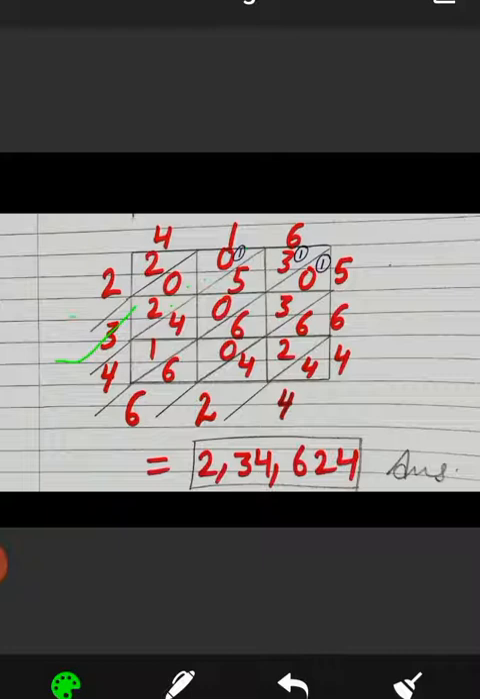Next is 2 alone. So 2 right here. Now you will start writing from the left side. So write 2, 3, 4, 6, 2, 4. Place commas according to the Indian place value system. So that is 2,34,624. So its multiplication is 2,34,624. So this was an activity. You can try it in your practice notebook.